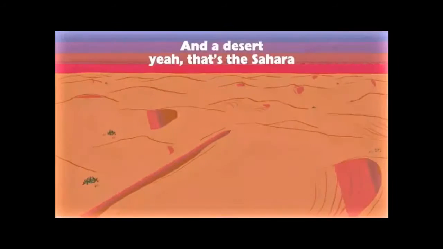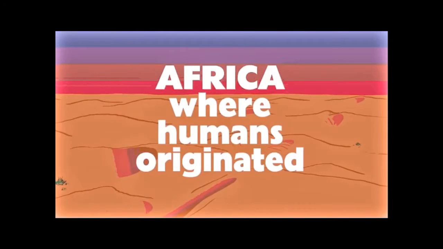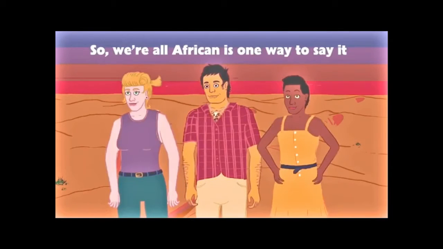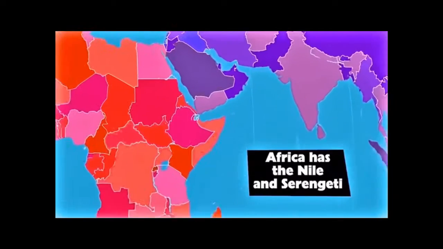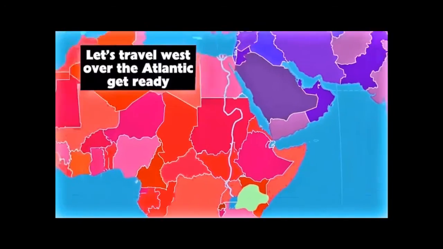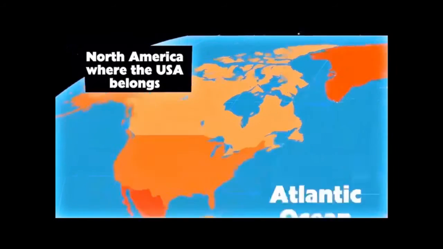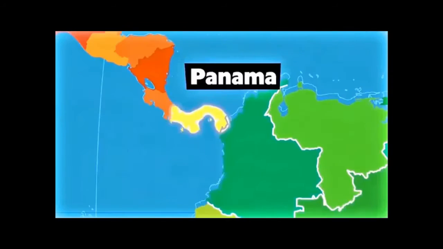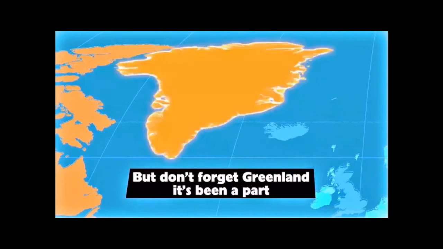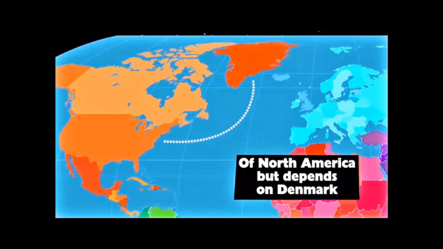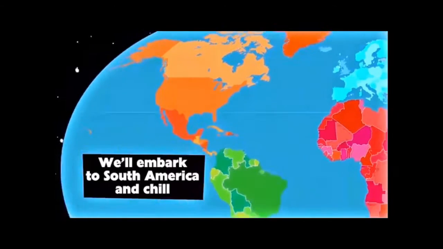Africa's got a lot, and the desert, yeah, that's the Sahara. Africa, where humans originated, so we're all African is one way to say it. Let's travel west over the Atlantic, get ready, North America, where the USA belongs. Canada, Mexico, and down to Panama, but don't forget Greenland, which is part of North America but depends on Denmark.